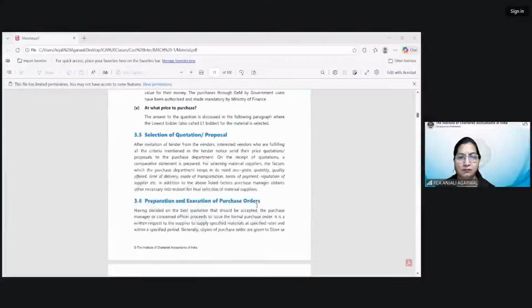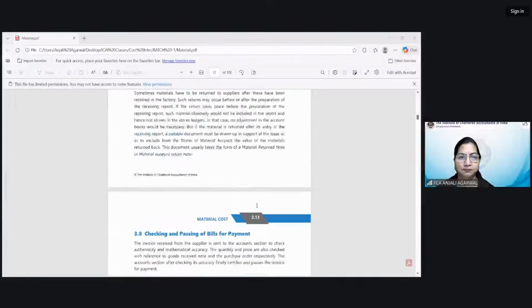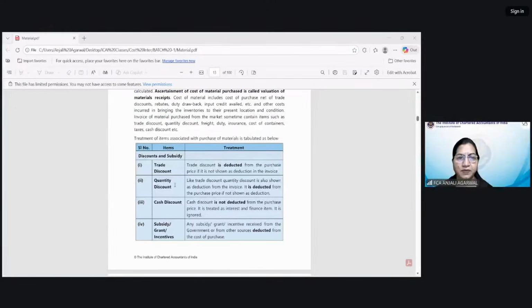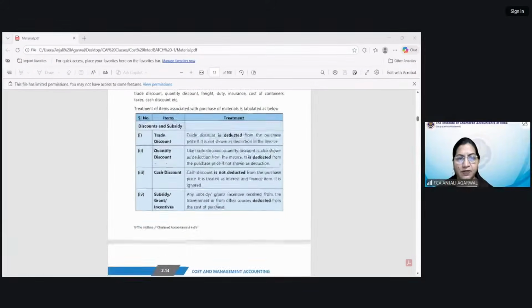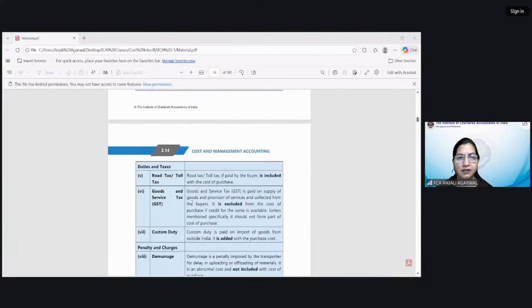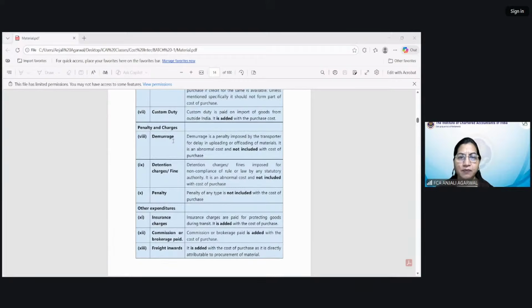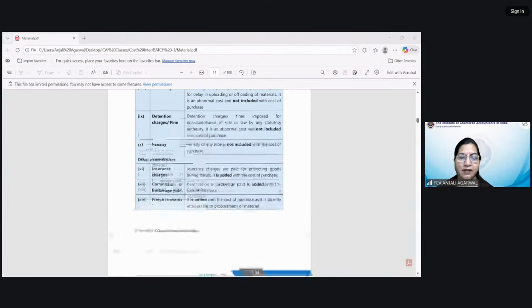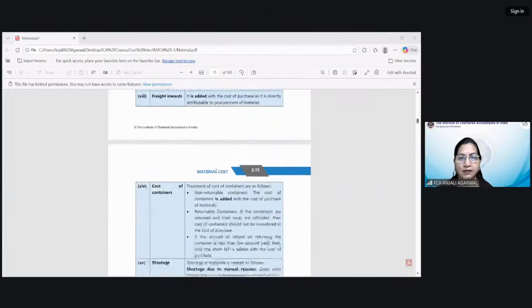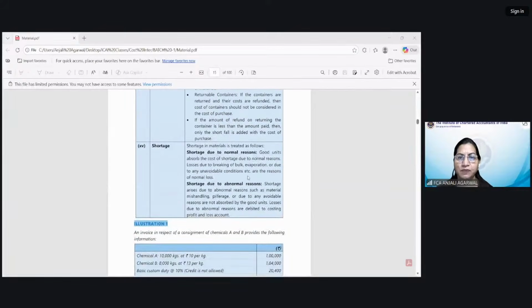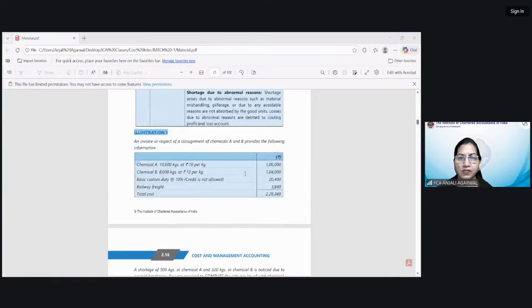So particularly, we have seen valuation of material. Discounts would be deducted, cash discount is not deducted, subsidies are deducted, and any other direct taxes, if input credit is not available, they are added, otherwise not. Any abnormal charge is not added, and any other direct charges are added. Cost of containers I have explained, and shortage due to normal reason is to be borne by good units.